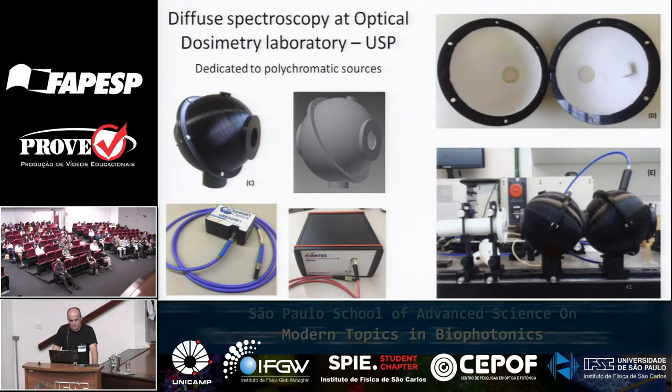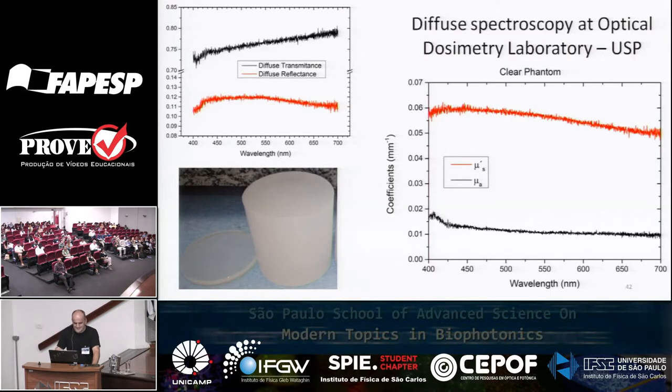Another approach is to do the same, but with a homemade system. We print this at home, and we cover the inside of these spheres with barium sulfate, and we employ not only a laser wavelength, but spectrometers and broadband sources. With this system, we can measure the same as before, but with a little more error, because we are putting so much light inside and the detectors are more sensitive to thermal noise. But we can access a broad range of information.